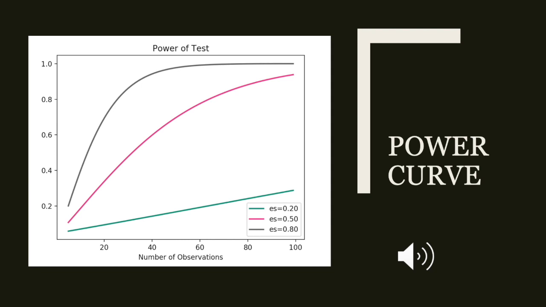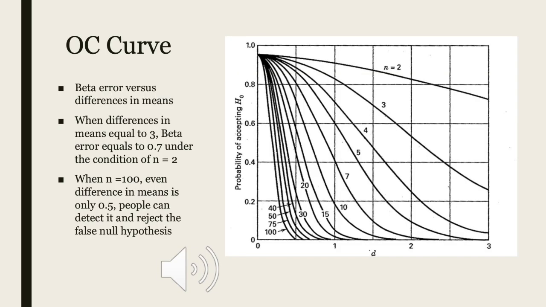The gray curve has a 0.8 fixed difference in means, and as the sample size increases to nearly 40, the probability of rejecting the false null hypothesis is already very high, approximating to 1. So instead of collecting 60 or even 100 sample size, people can detect the differences in means with only 40 sample size. On this slide, I will talk about another graphical example, the OC curve.